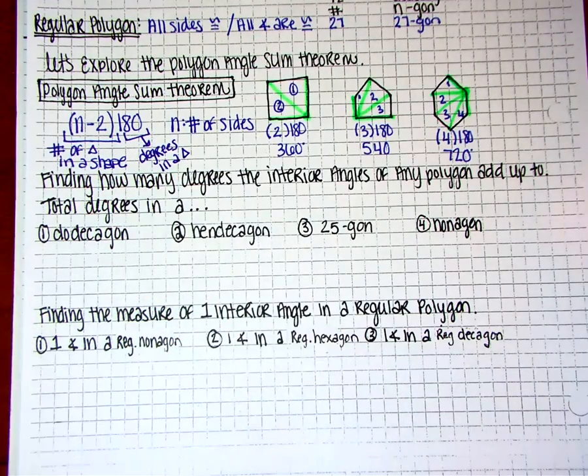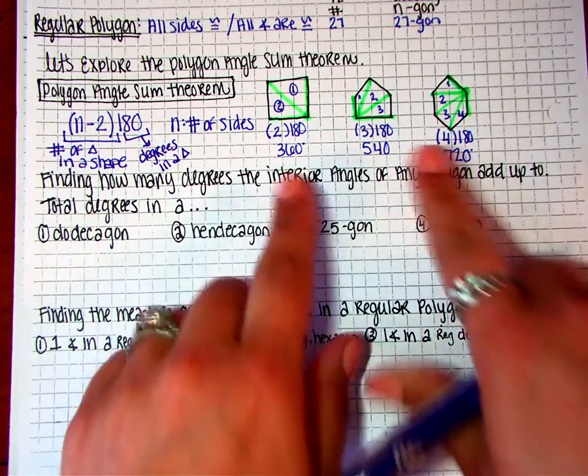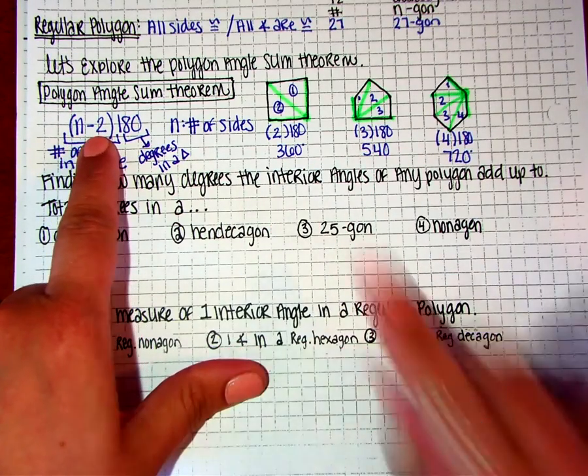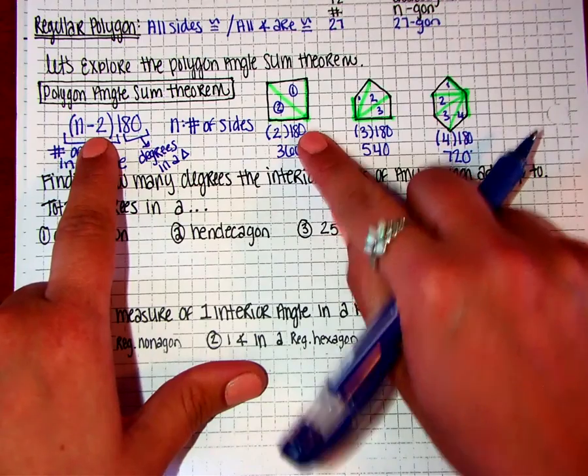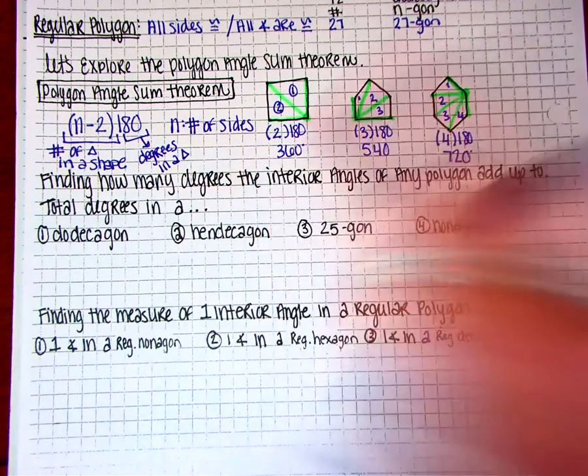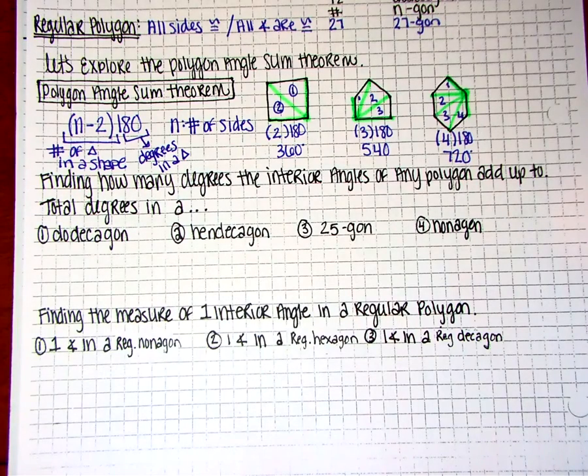So all of this is kind of based on triangles. Using the formula, we can easily do n minus 2 times 180. Well, 4 sides minus 2 gives me 2 times 180, 360. So that's exactly how the formula is created. N minus 2 times 180 is just based on the number of triangles in a shape.